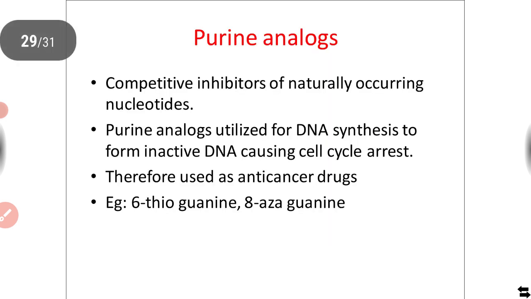Purine analogues. Purine analogues are the competitive inhibitors of purines. During DNA synthesis, these purine analogues get incorporated into the DNA. Therefore, inactive DNA is formed, which causes cell cycle arrest, and this mechanism is used for the synthesis of chemotherapy agents. Thioguanine and azaguanine are the two purine analogues which are used as anti-cancer drugs.